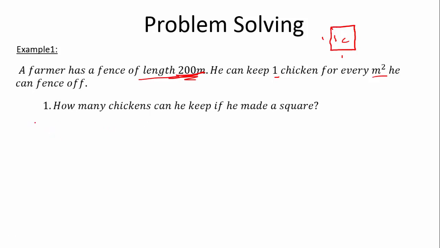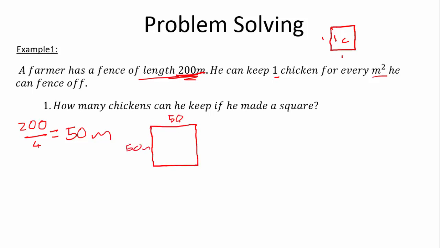Okay, so we know that a square has equal sides. So there's 200 divided by 4 equal sides, and that is equal to 50 meters each length. So let's just draw the square. We have our square, and each side is 50 meters because we have 200 meters of fencing. So it's 50 meters, 50 meters, 50 meters, and 50 meters. Okay, perfect. You can see there's 200 meters of fence used.